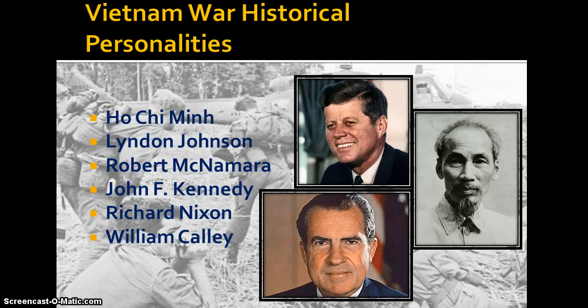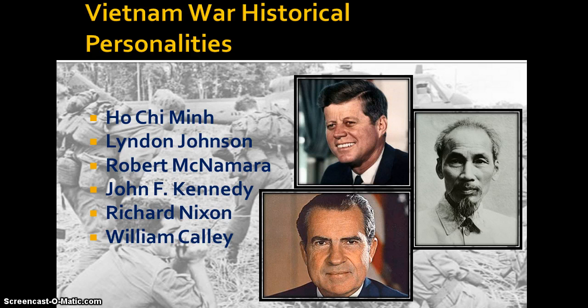Lyndon B. Johnson. He was the 36th U.S. president who promised to honor his predecessor, John F. Kennedy's limited U.S. commitments in Vietnam, but ended up escalating the war drastically after the U.S. Congress passed the Gulf of Tonkin Resolution in 1964.